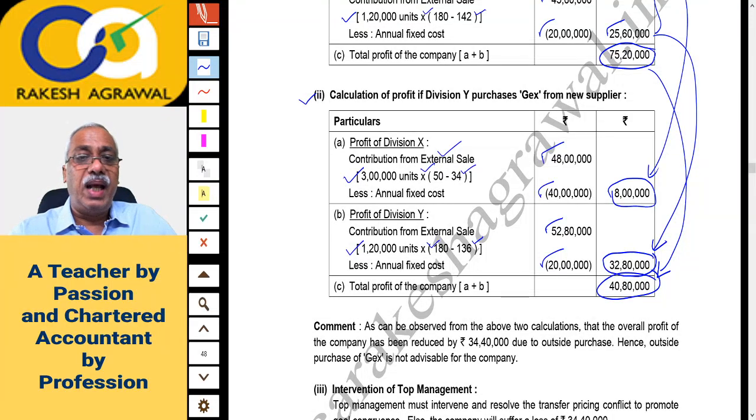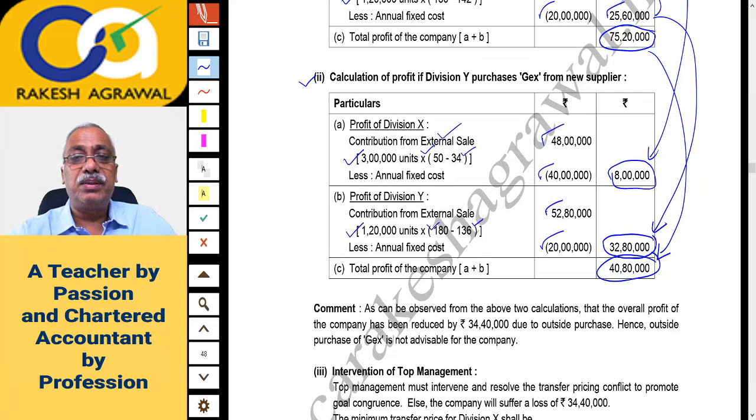So I've written the comment: as can be observed from the above two calculations, the overall profit of the company has been reduced by 34,40,000 due to outside purchase. Hence, outside purchase of JEX is not advisable for the company. Now let us read the third question.